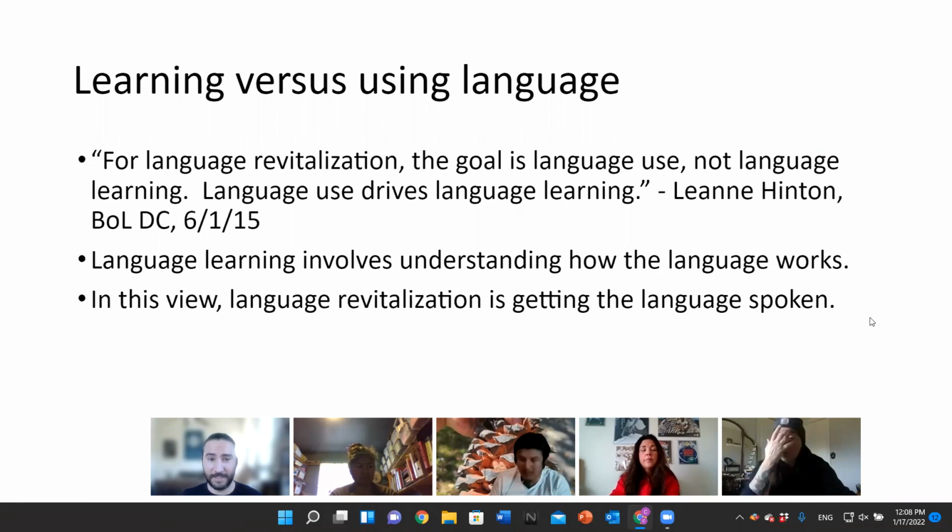So for language revitalization, the goal is language use, not language learning. Language use drives language learning. Language learning involves understanding how the language works. In this view, language revitalization is getting the language spoken. So that's what we mean by using the language: speaking it on a daily basis, in a way that's practical, in a way that you're actually using it to communicate with people.